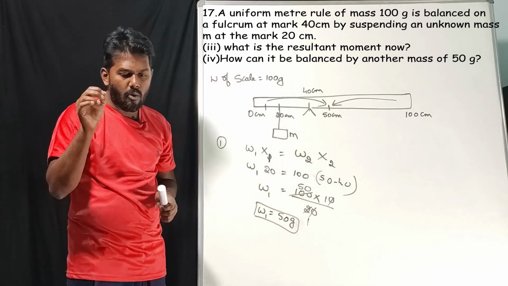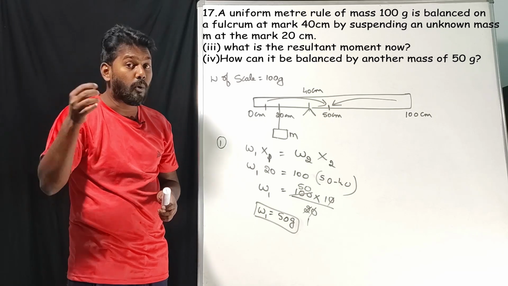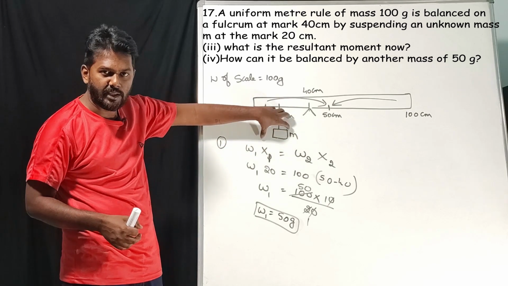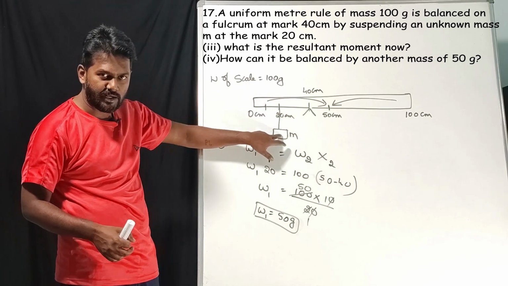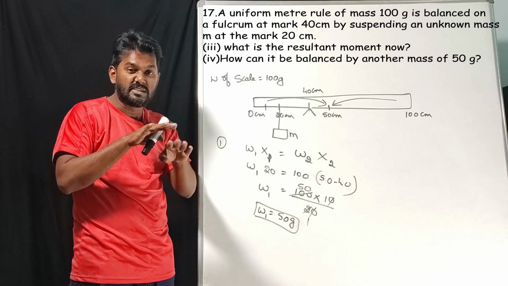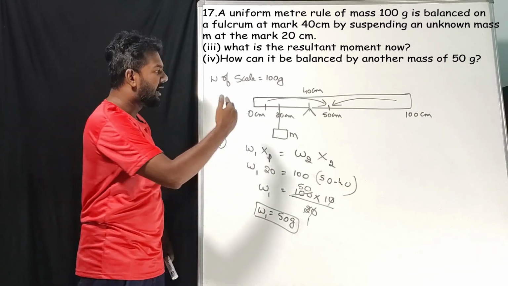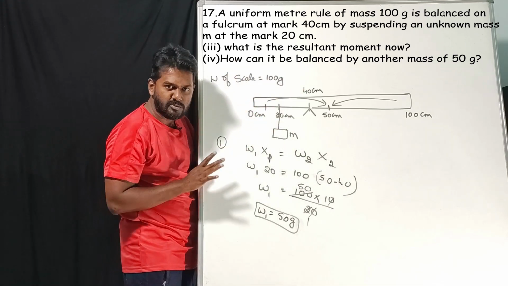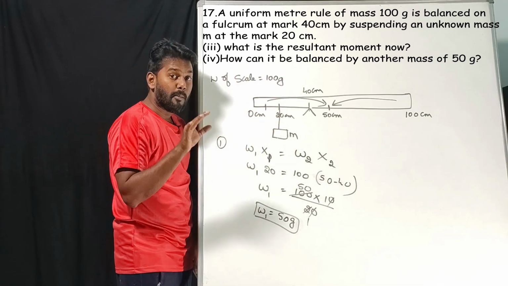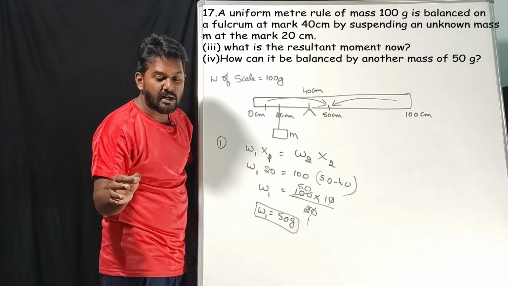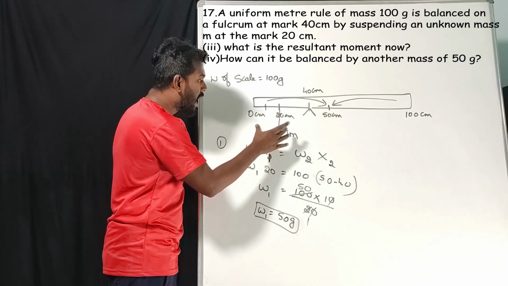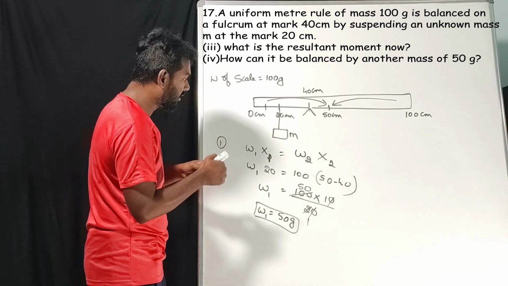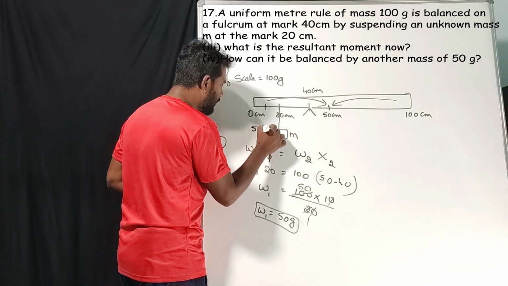Next, third question. What is the resultant moment now? See, if this load is exactly at 20, then the resultant moment will be 0. Why? Because it is getting balanced. If it is balanced, anti-clockwise moments is equal to clockwise moments. Both side values will be the same. But now they are asking what is the resultant moment now. Now means after moving this load to 10 centimeter. We got the value of this load, that is 50 gram.